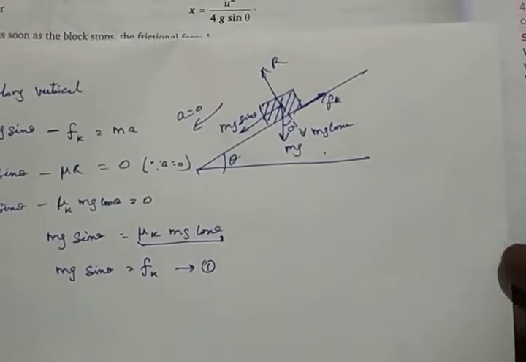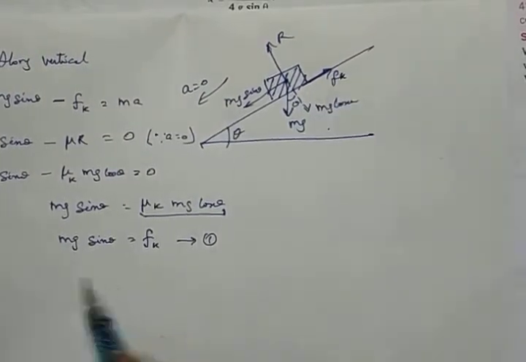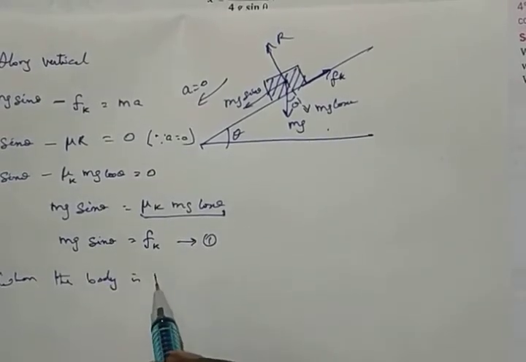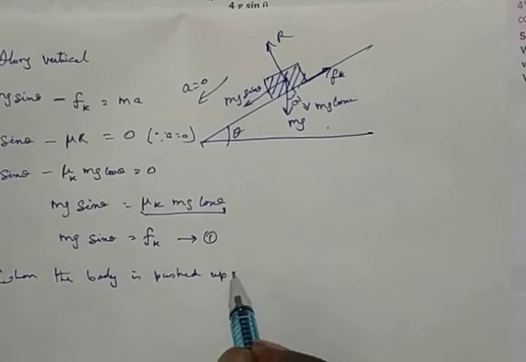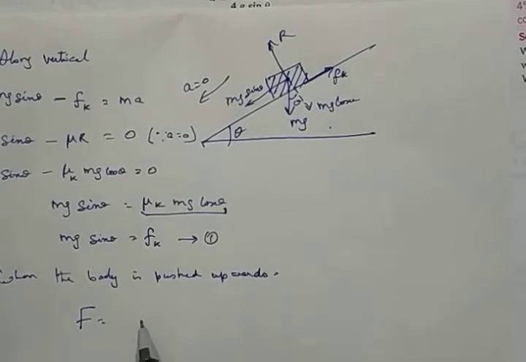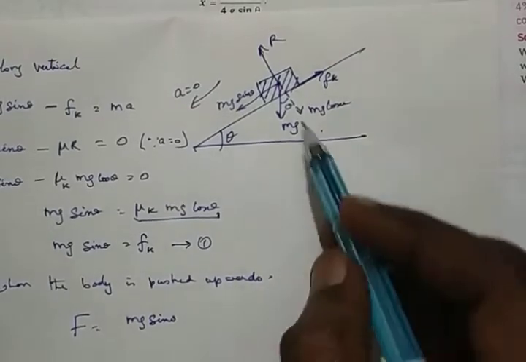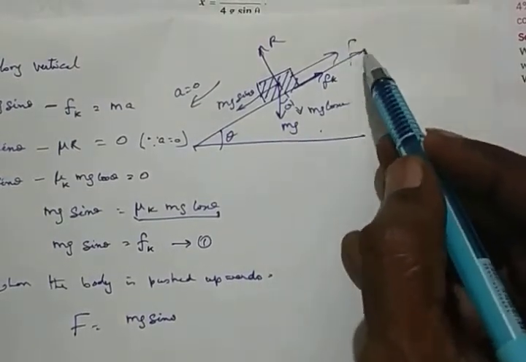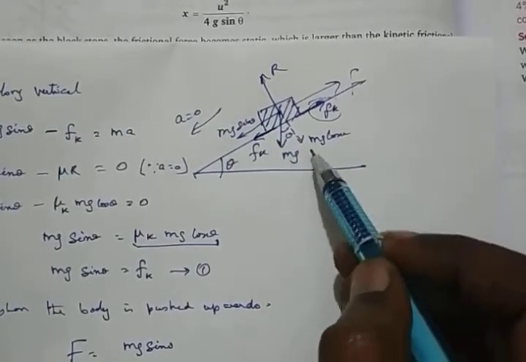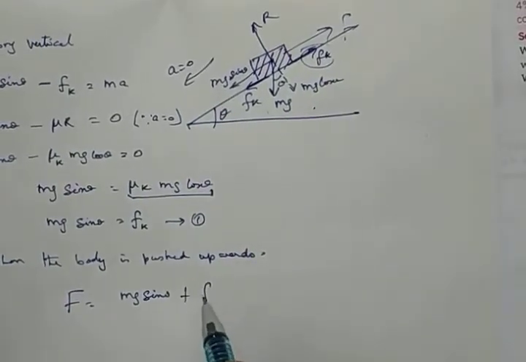Now the second case is when the body is pushed upwards. When the body is going upwards, what will happen? The force is going to be equal to mg sin theta. This force will be acting here, and the friction will be acting in the opposite direction, Fk, because it's going upwards. So those two will be added together, plus Fk.